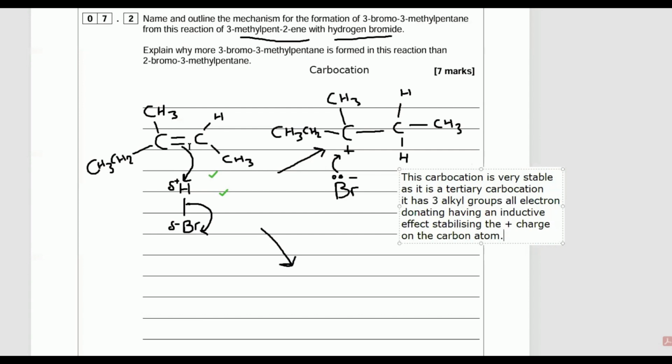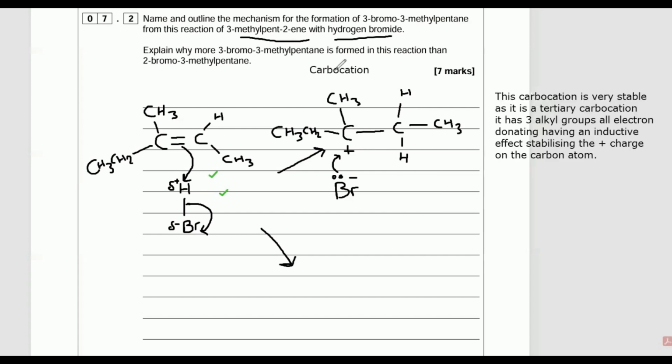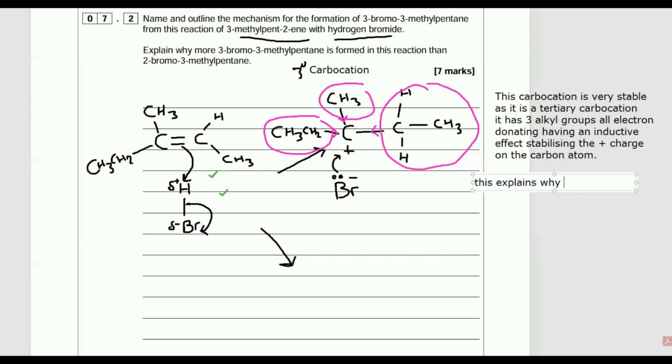So essentially this tertiary carbocation is more stable because it has, and I'm going to show you here, an ethyl group here, that's an alkyl group, a methyl group here, and then another CH2CH3, another ethyl group there. And all of these have their electrons drawn towards this positive charge, and the electrons are cancelling out that positive charge, making this the more likely carbocation to form. And therefore, this explains why 3-bromo-3-methylpentane is the major product.